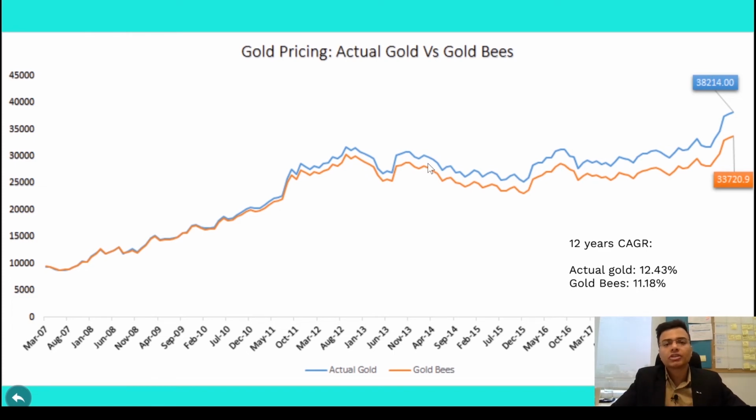It is very obvious why it's underperforming, because of the expense ratio. They charge you around 0.8 to 1%. So as you can see, it has always underperformed the returns given by gold.